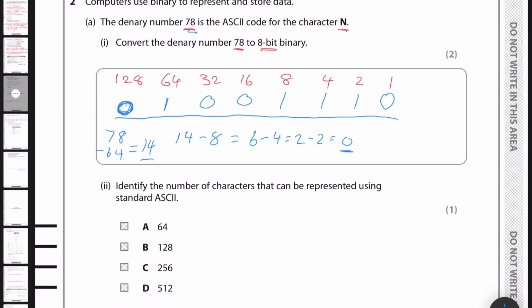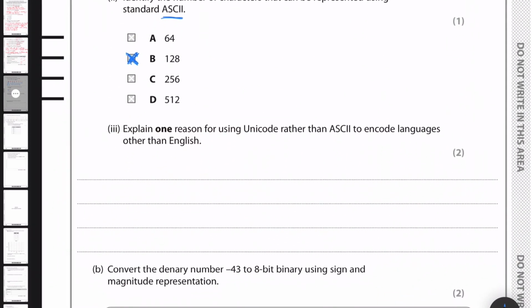Okay, identify the number of characters that can be represented using standard ASCII. Standard ASCII, and this is where the link is, is 128 characters. So the correct answer there is B for standard ASCII. Extended ASCII would give you 256. Okay? But we move on to the next one.